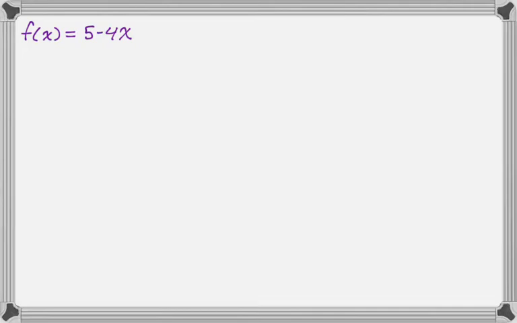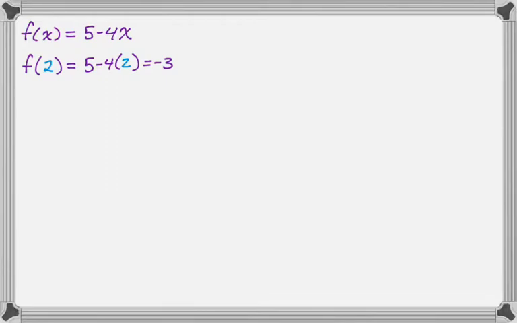For example, we might do something like find f of 2. What that means is we're going to take every x that we see in f of x and replace it with 2, and then simplify if we can. So it'll be 5 minus 4 times 2. And then that is just 5 minus 8, which is negative 3.